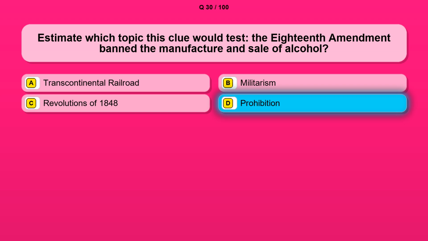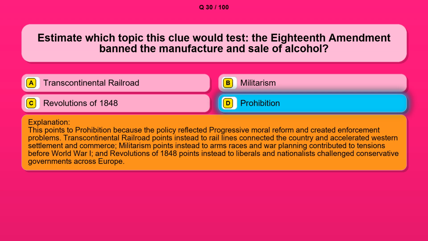The correct answer is option D, Prohibition. This points to Prohibition because the policy reflected progressive moral reform and created enforcement problems. Transcontinental Railroad points instead to rail lines connecting the country and accelerating Western settlement and commerce. Militarism points instead to arms races and war planning contributing to tensions before World War I, and Revolutions of 1848 points instead to liberals and nationalists challenging conservative governments across Europe.